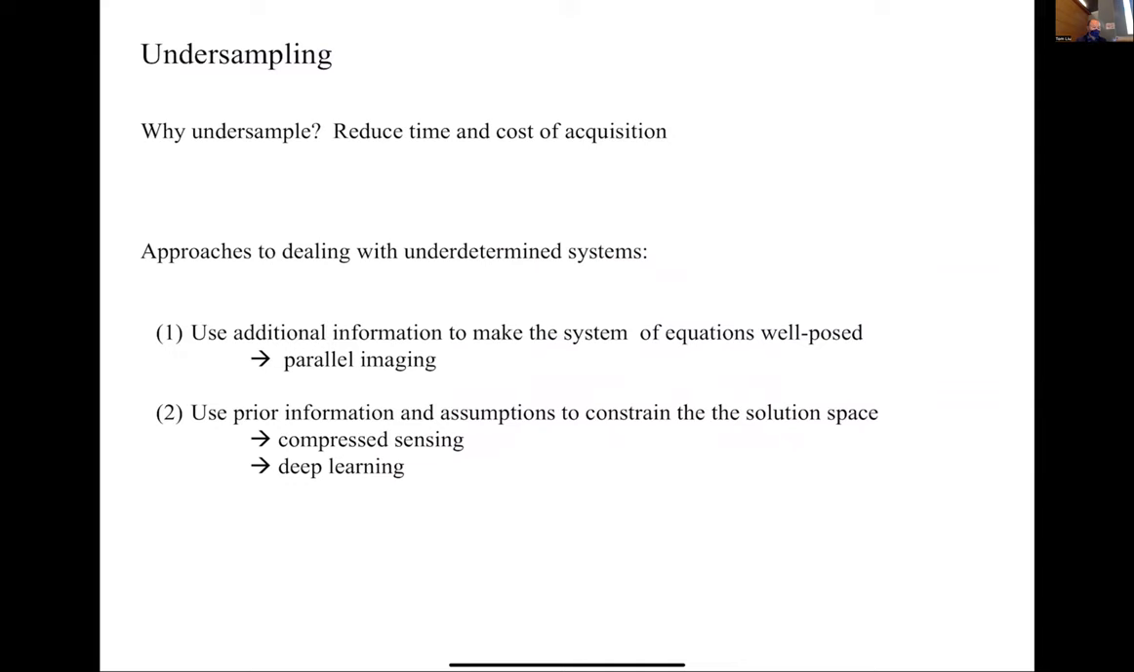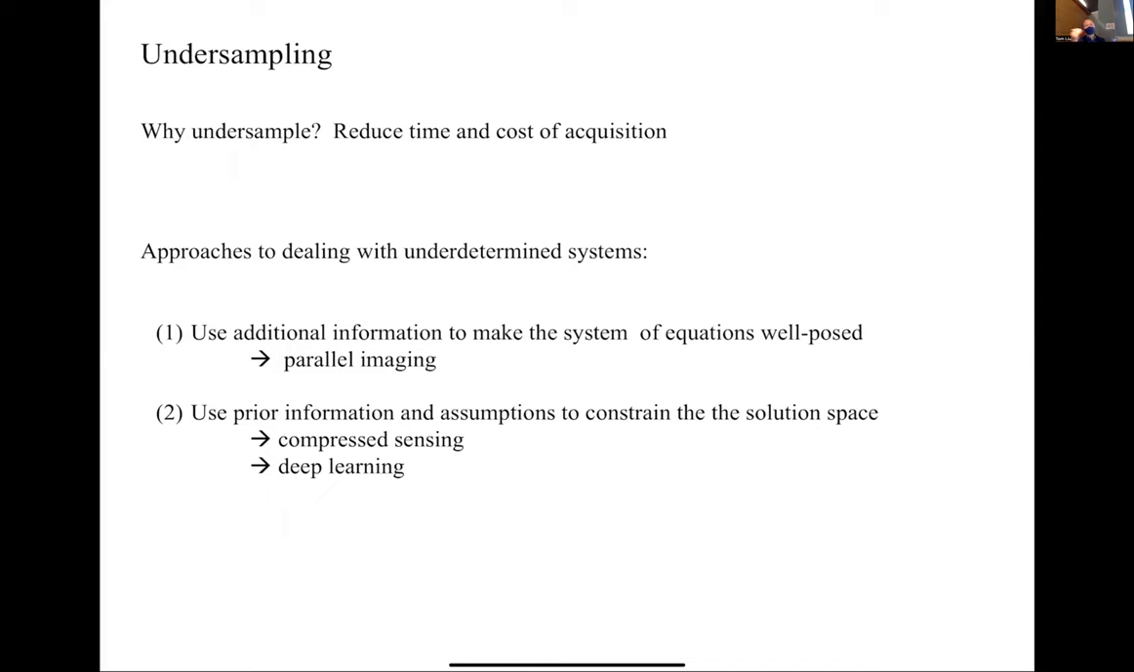Okay, so the question is, why do we undersample? What's the benefit, right? The main thing is it reduces the time and the cost of acquisition. Reducing time, as we talked about before, can be the difference between making an exam and not making an exam. For example, if you're trying to image a baby that's moving, if you can cut the exam time down from an hour to 10 minutes, that's the difference between doing the exam and not doing the exam, okay?